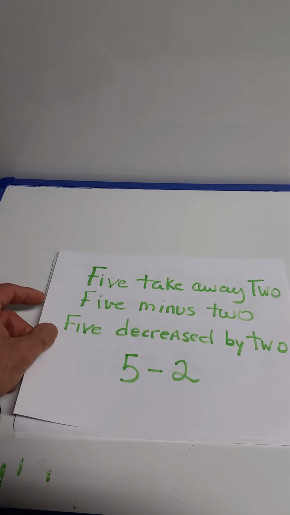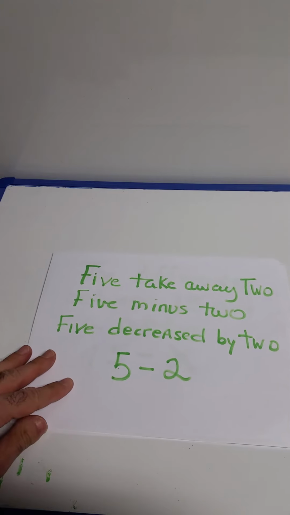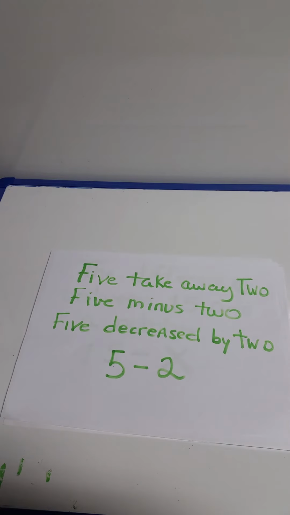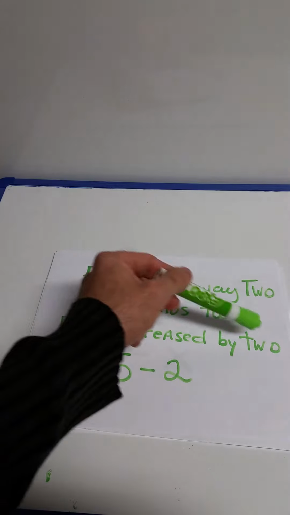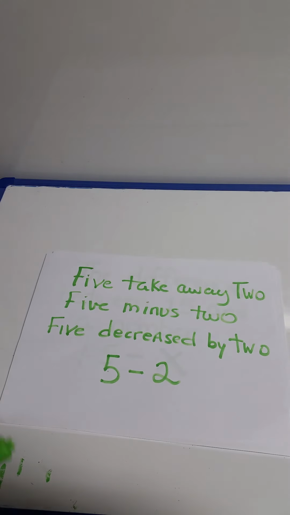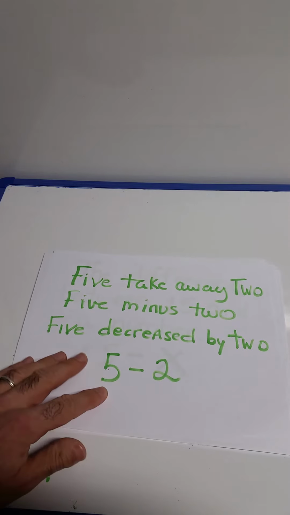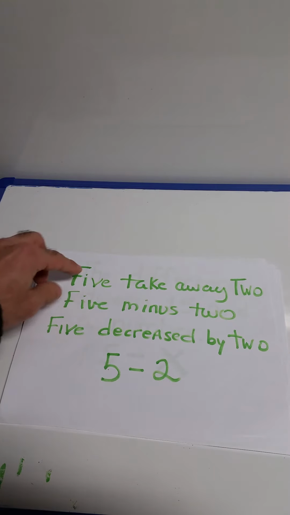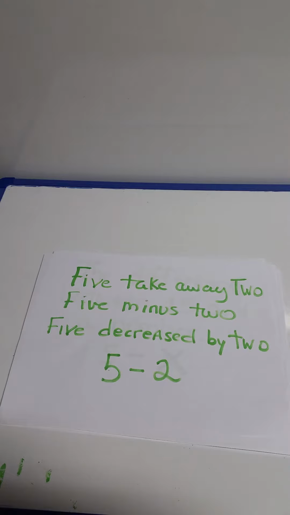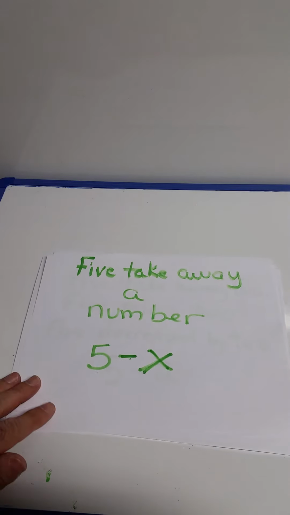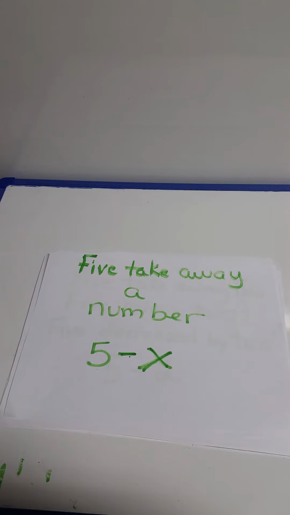Here are some terms. 5 take away 2. 5 minus 2. 5 decreased by 2. The difference between 5 and 2. Notice 5 came first. 5 was first when we said it in the phrase. Here's 5 take away a number. This is an algebraic expression. 5 take away a number.